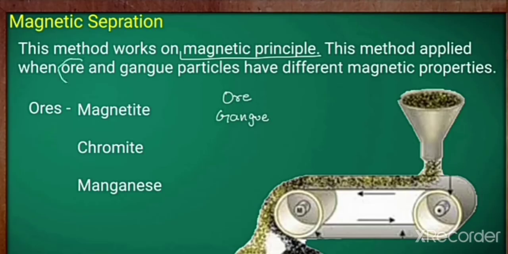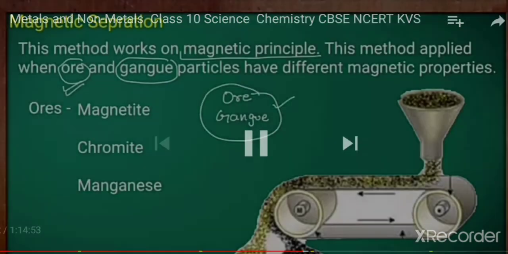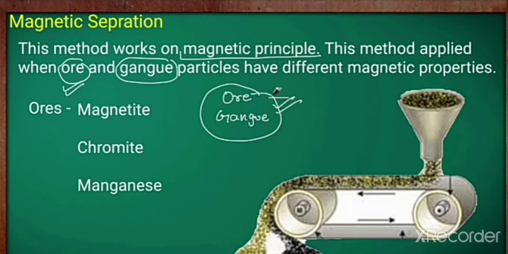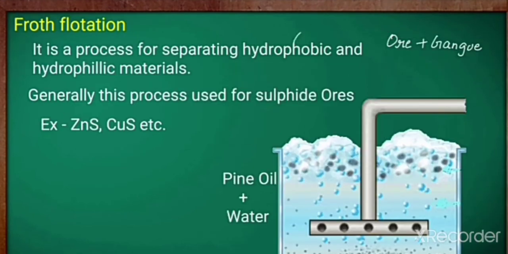Magnetic separation method. This method works on a magnetic principle. The method is applied when ore and gangue particles have different magnetic properties. The ores are magnetite, chromite, and manganese. The ore is moving on the belt, and it moves far away from the mud, and it is separated by the magnetic separation method.